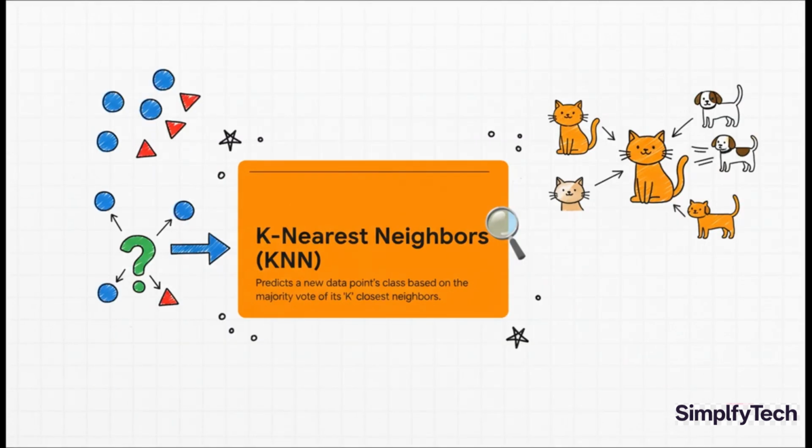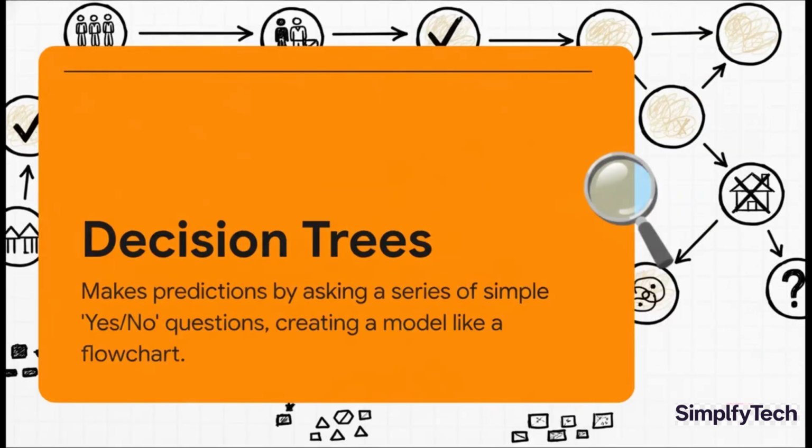Now, k-nearest neighbors is awesome because it's so intuitive. To figure out what something is, it just looks at its closest neighbors in the existing data and takes a vote. It's basically the idea that birds of a feather flock together. Simple, but surprisingly powerful. A decision tree basically thinks the way a person does.